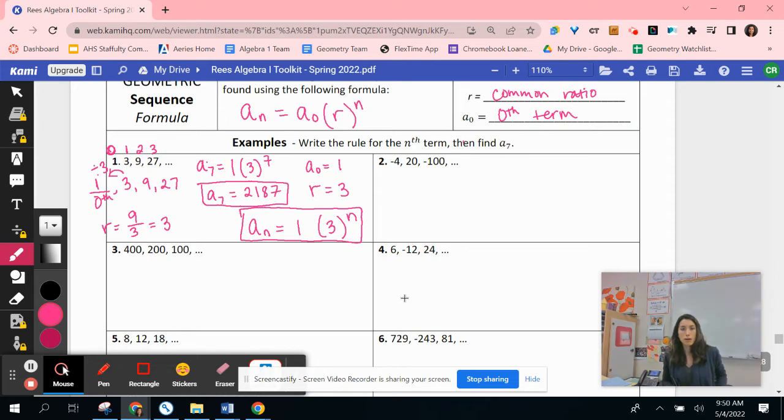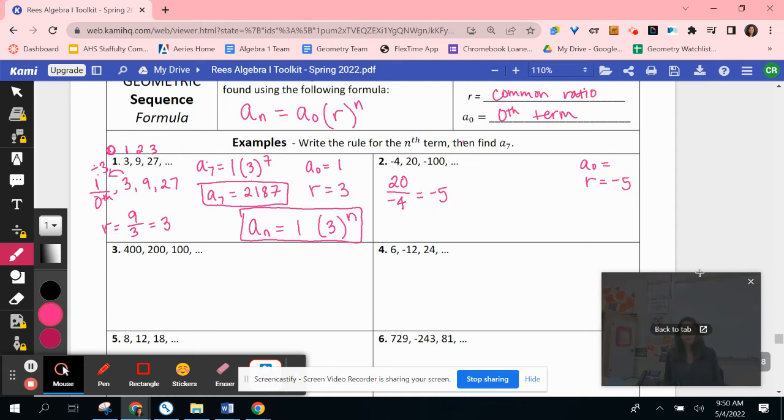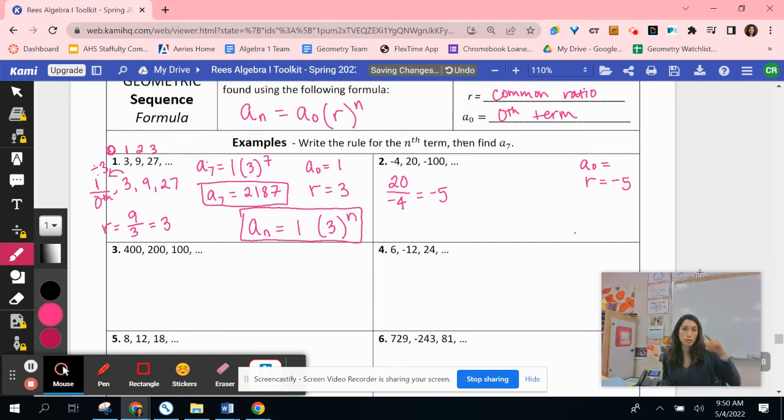Okay. Let's try our next one. We want our A sub 0. We want our common ratio. Finding common ratio first. Okay, so we take 20 divided by the number in front, and that is -5. That's our common ratio. Okay. Now to find our 0th term, we take our first term and we can divide it by the common ratio. So our first term, -4, divided by our common ratio, -5. And let's put a little a sub 0 equals a sub 1 divided by ratio.